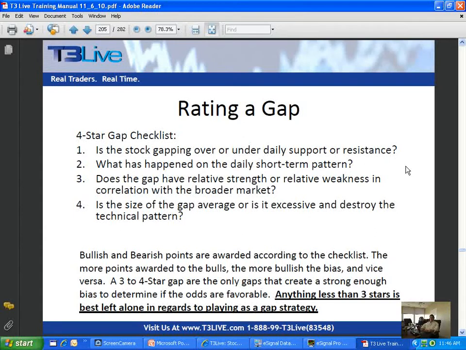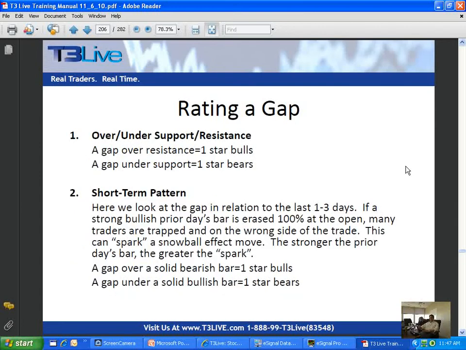Okay. Bullish and bearish points are awarded according to the checklist. The more points awarded to the bulls, the more bullish the bias, and vice versa. A 3 to 4 star gap are only the gaps that create a strong enough bias to determine if the odds are favorable. Anything less than 3 stars is best to just leave alone. So if it's gapping over or under support and resistance, over resistance would be 1 star to the bulls. Under support would be 1 star to the bears.